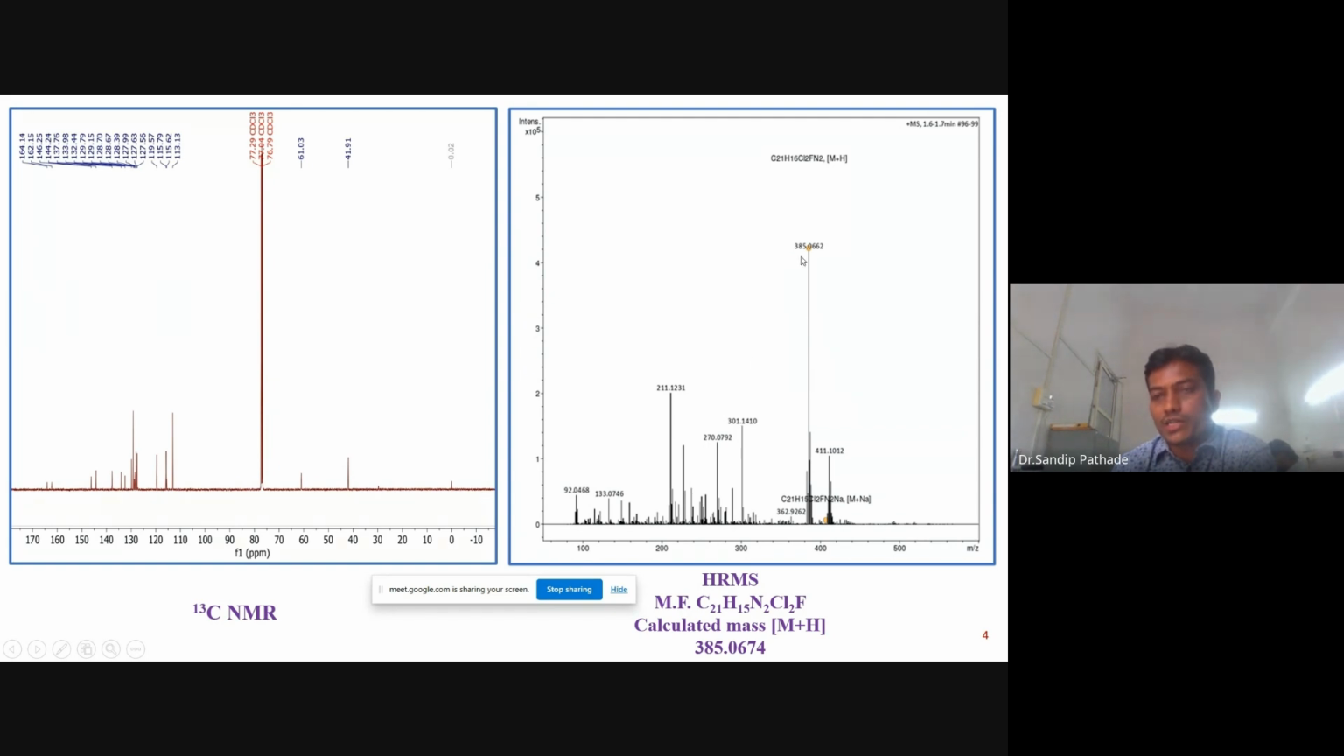This is the HRMS spectrum of our synthesized molecule. Our molecule having the molecular formula C21H15N2Cl2F has the calculated mass 385.06. In the HRMS spectrum, we observe the peak at 385.06. Therefore, this resemblance clearly indicates the formation of our desired product.